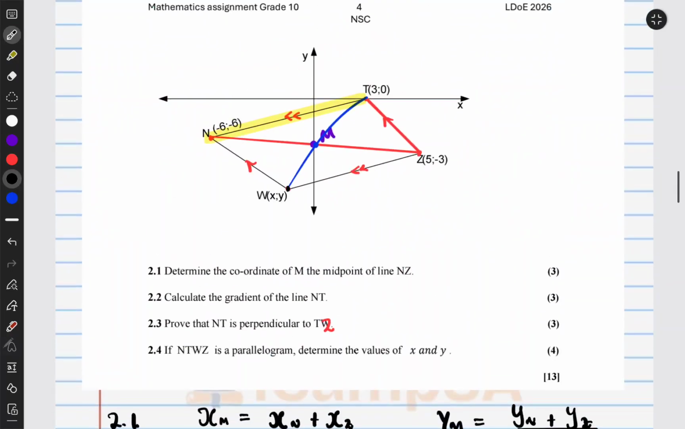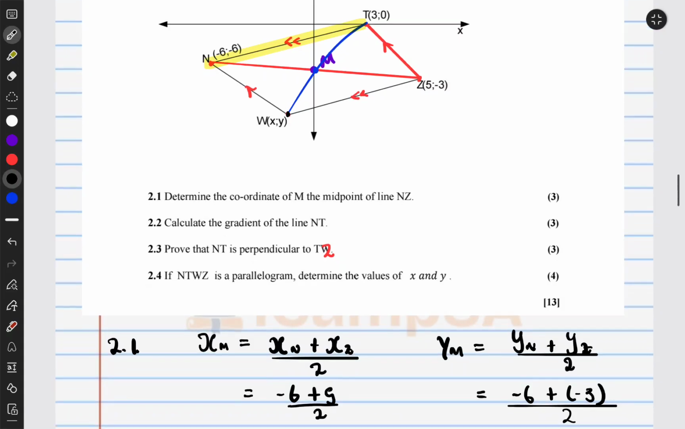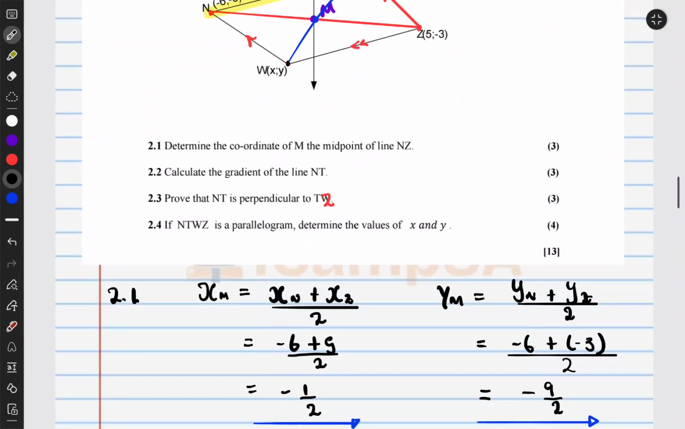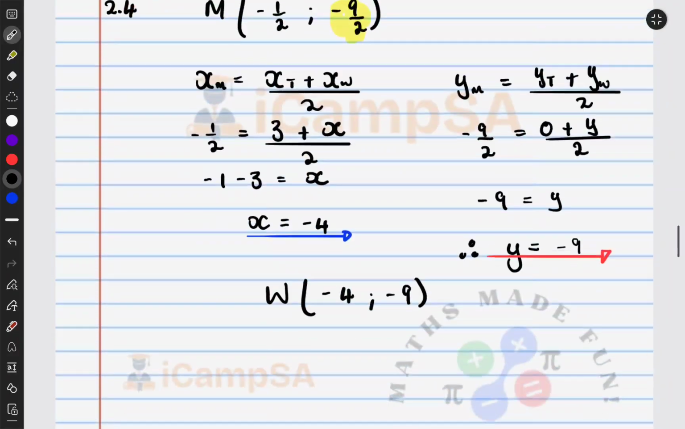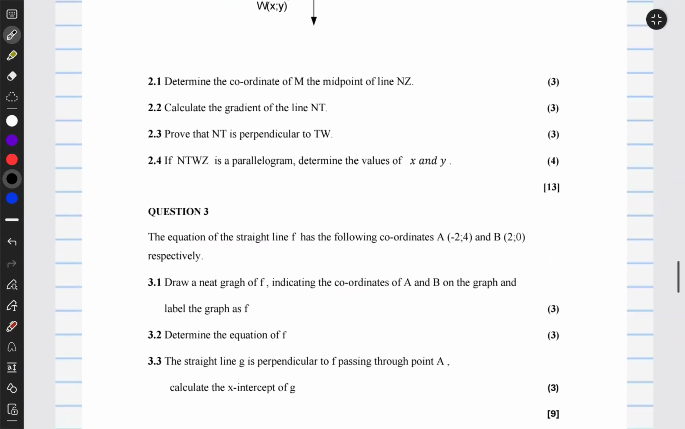That's how you go about solving that last question, by using the midpoint formula and our understanding of parallelograms. Okay, next let's go to question 3.